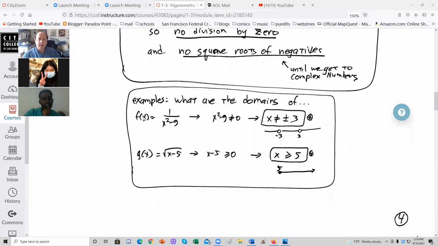So for example, f of x is 1 over x squared minus 9. The domain is where x squared minus 9 is not 0, and that will be all numbers except positive 3 and negative 3. So x not equal to plus or minus 3. G of x equals root of x minus 5. Well, x minus 5 has to be at least 0, so x has to be at least 5. So it's this half of the plane, including the endpoint 5.